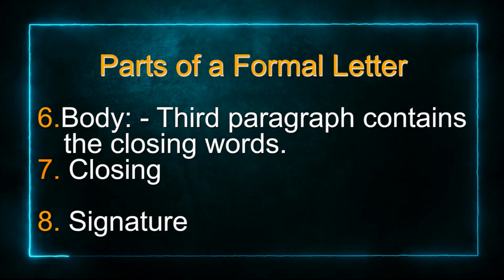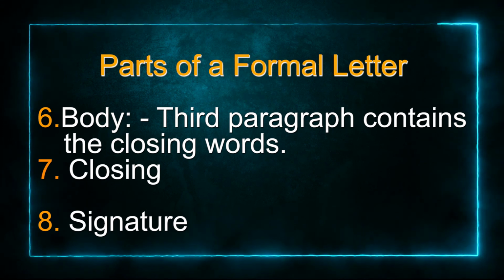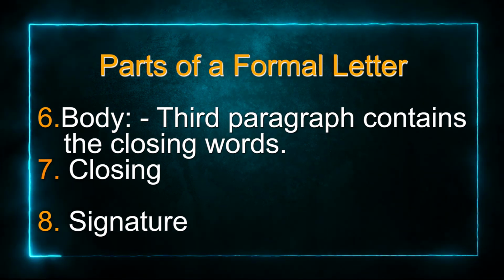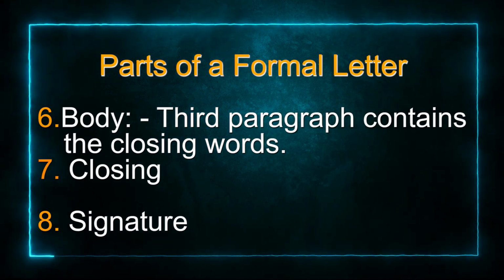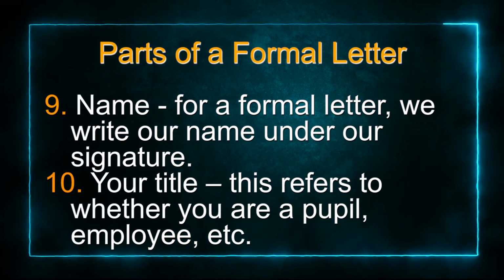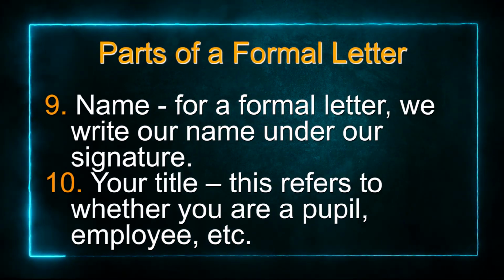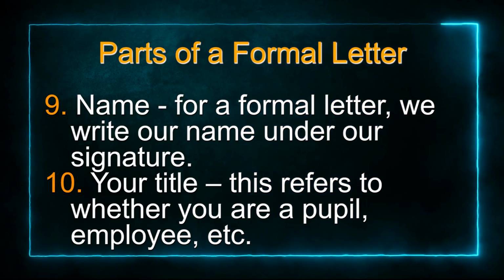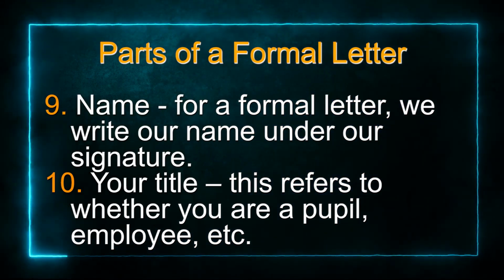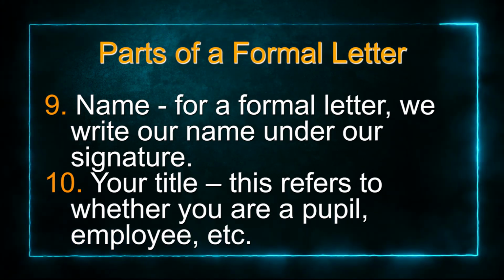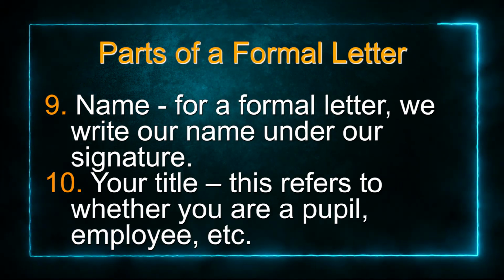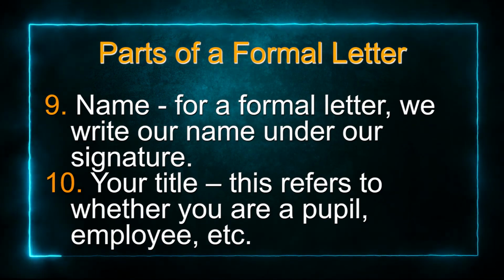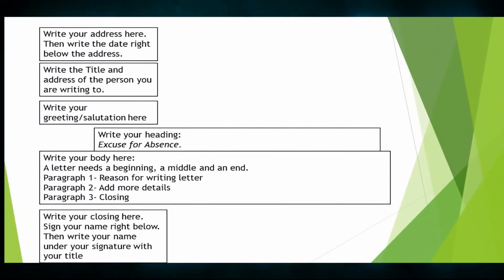You must remember there is also the signature. Remember, the signature is that of the writer. But for the formal letter, unlike the friendly letter, after the signature, you also write your name. You write your name and then whatever is your title. For example, if you're writing it to your teacher or your school, therefore you are a pupil. Or if you're a teacher, it means that you are an employee. So you will state whether you are a teacher, whether you are a pupil, or whether you are the employee who is writing. Now here's a simple layout of what your letter should look like.